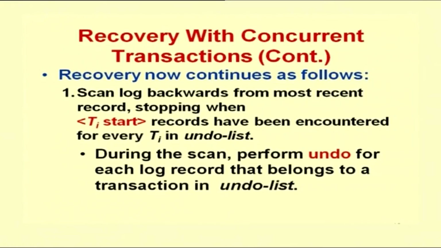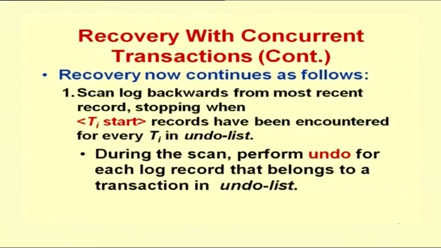Now, recovery continues as follows. Again you scan the log backwards from the most recent, stopping when Ti start records have been encountered for every Ti in the undo list. So, you keep scanning backwards till you reach a Ti start for every transaction. Before we had only one transaction, now we have concurrent transactions, so all the transactions that are there in the undo list. During the scan you perform undo for each log record that belongs to a transaction in the undo list.